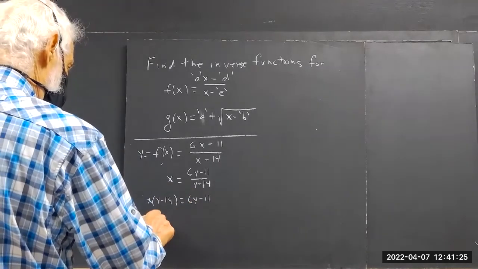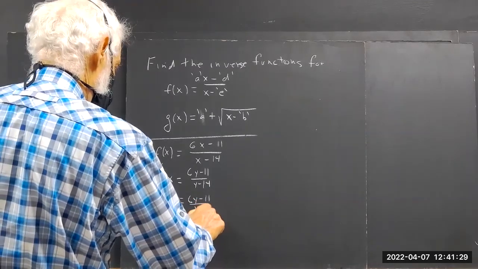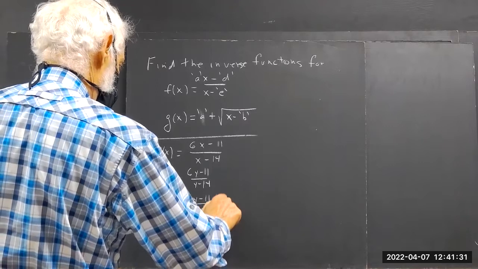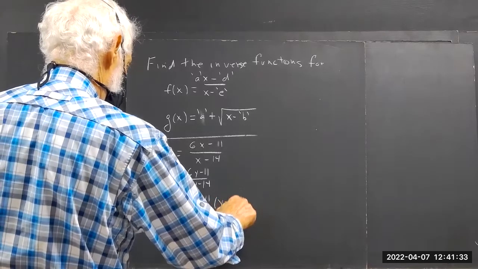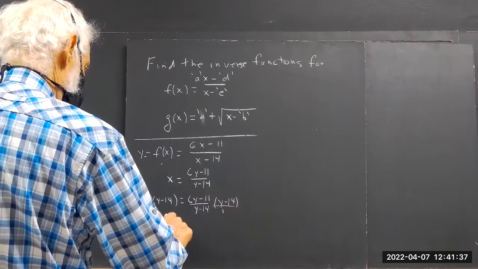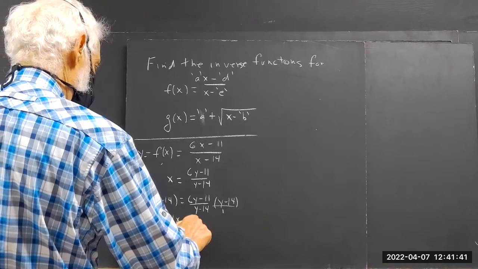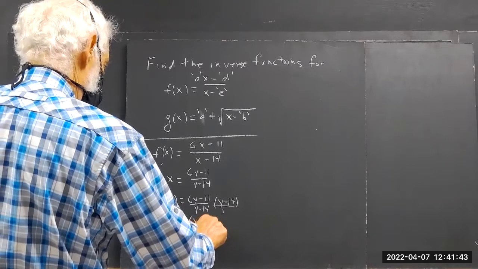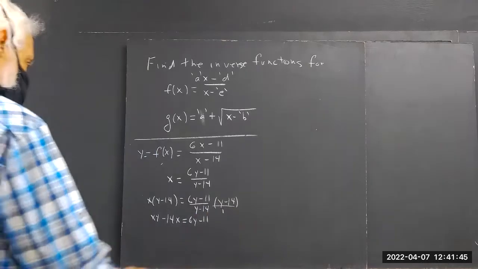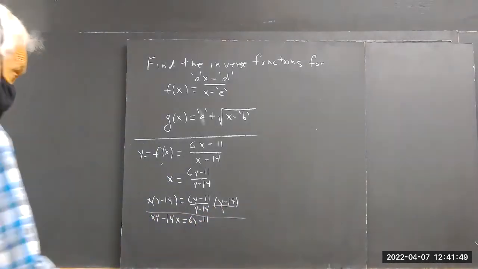Multiply both sides by y minus 14. And that gives me, so, do this over. That gives me xy minus 14x equals 6y minus 11. And I haven't gone through all the steps, but you really want to do that.